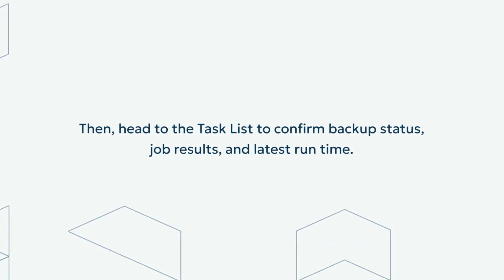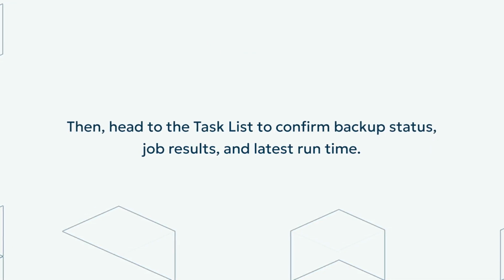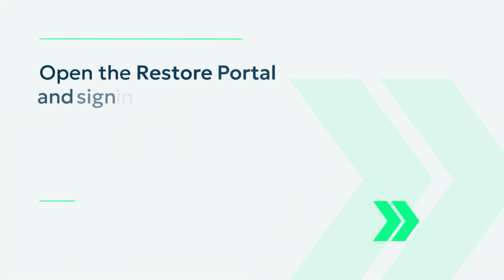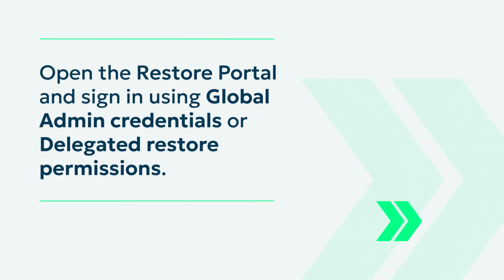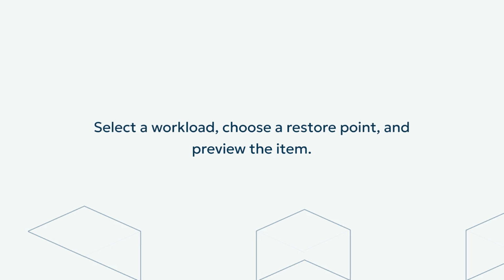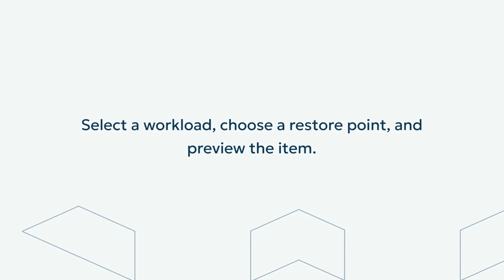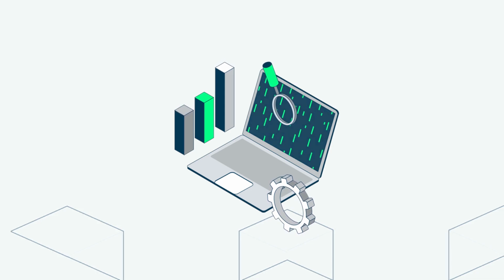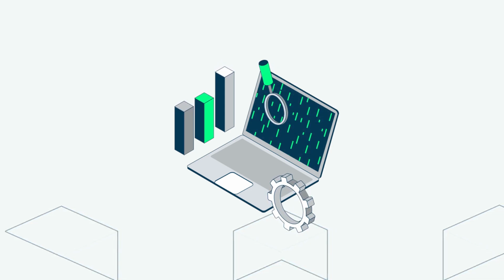For our first method, launch Synology Active Backup for Microsoft 365. Then, head to the task list to confirm backup status, job results, and latest runtime. Open the Restore portal and sign in using global admin credentials or delegated restore permissions. Select a workload, choose a restore point, and preview the item. Use the preview pane to validate item level accuracy before restoring.